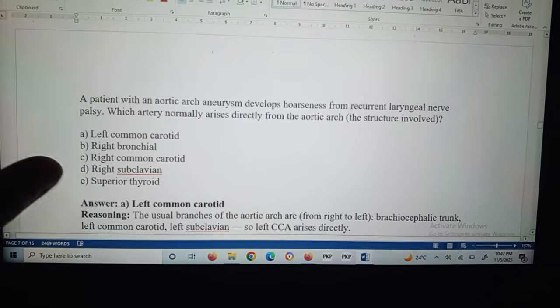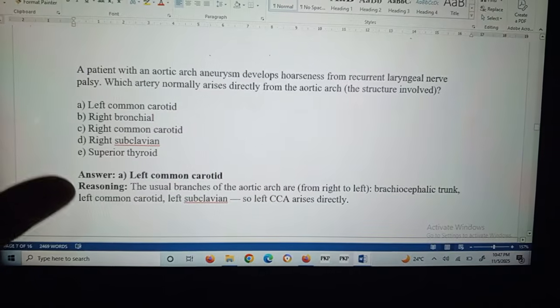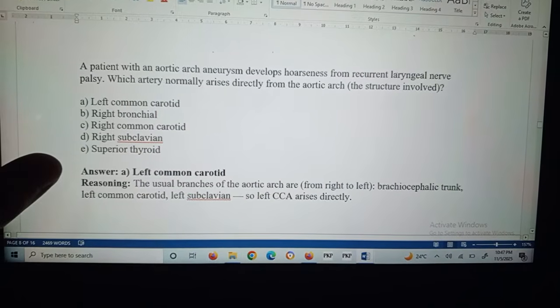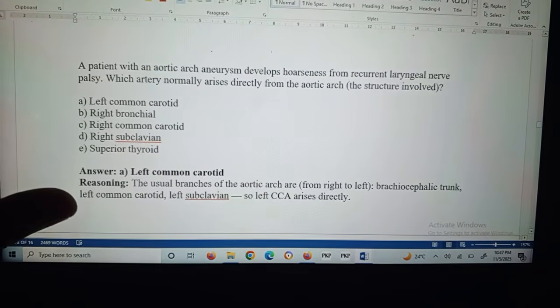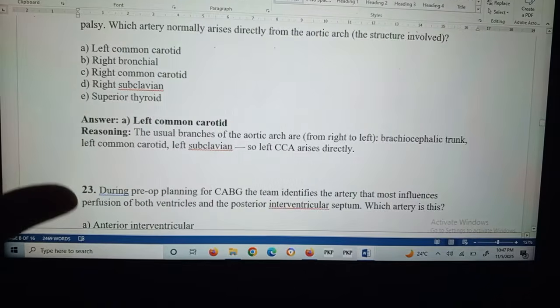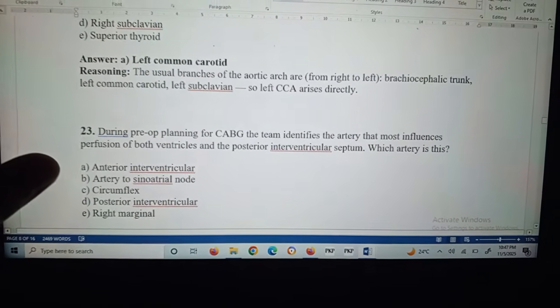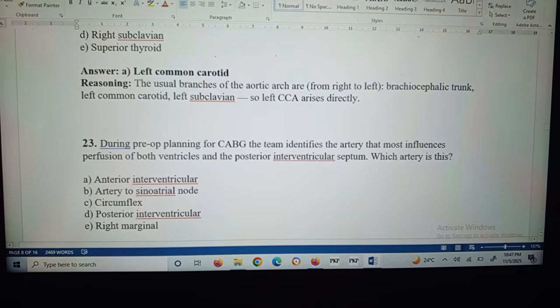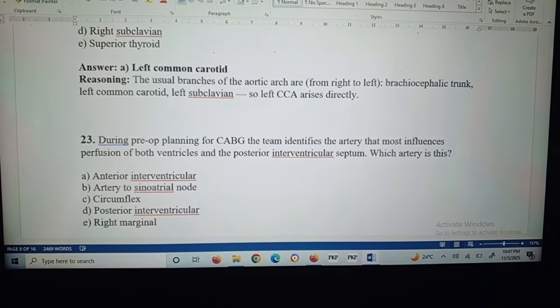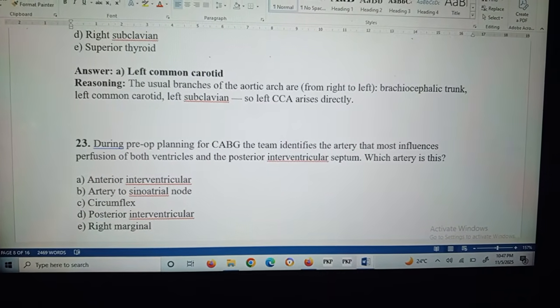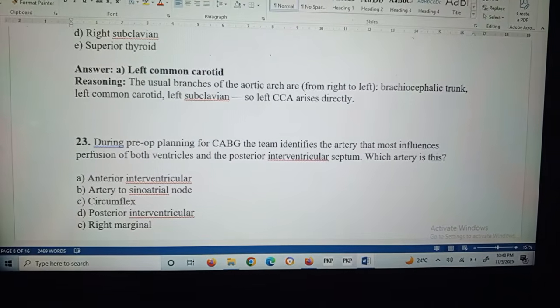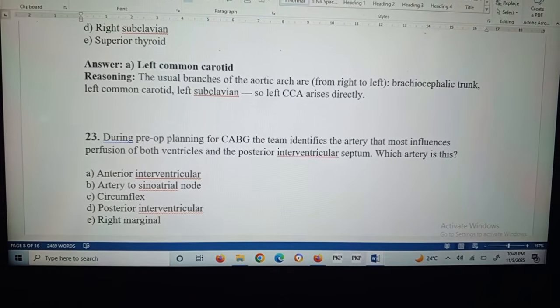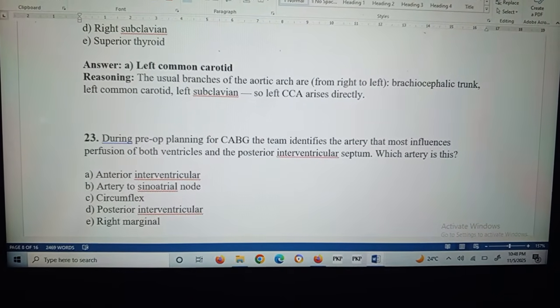Question number 22: a patient with an aortic arch aneurysm develops hoarseness from recurrent laryngeal nerve palsy. Which artery normally arises directly from the aortic arch? The left common carotid artery arises from here. The usual branches of the aortic arch, from right to left, are the brachiocephalic trunk, left common carotid artery, and left subclavian artery.